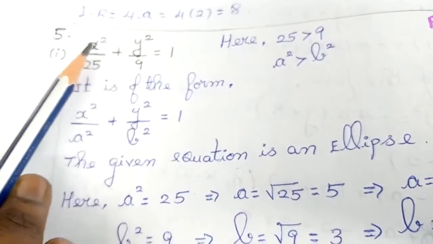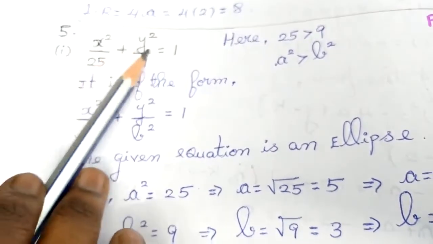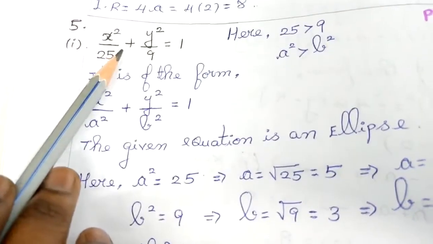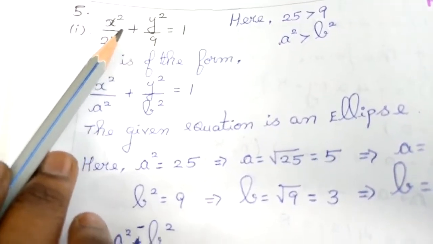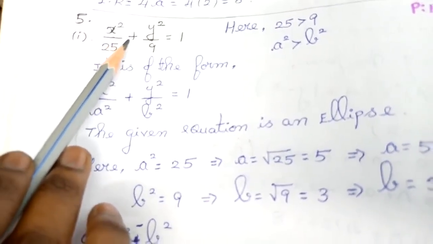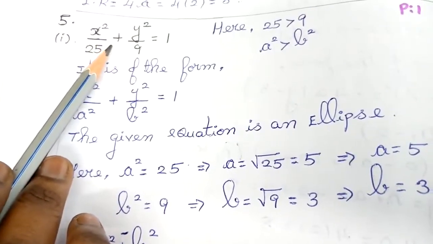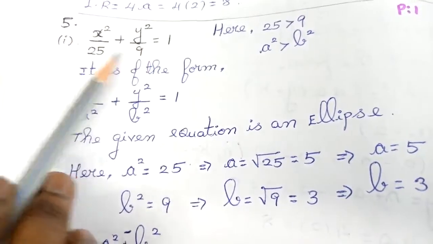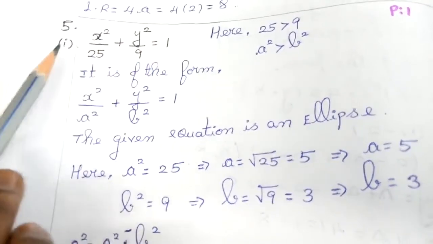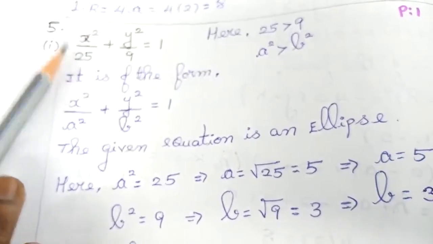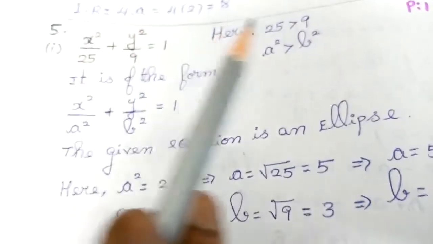5.1. The first question is x square by 25 plus y square by 9 equal to 1. You can easily find out whether it is ellipse or hyperbola. The way to find here is, if the middle sign is positive, it is going to be ellipse, or if it is negative, it is going to be hyperbola. If you see the denominators 25, 9, the greater number is 25, so this value belongs to A and 9 belongs to B, because the condition is A square is greater than B square. So this is a condition.